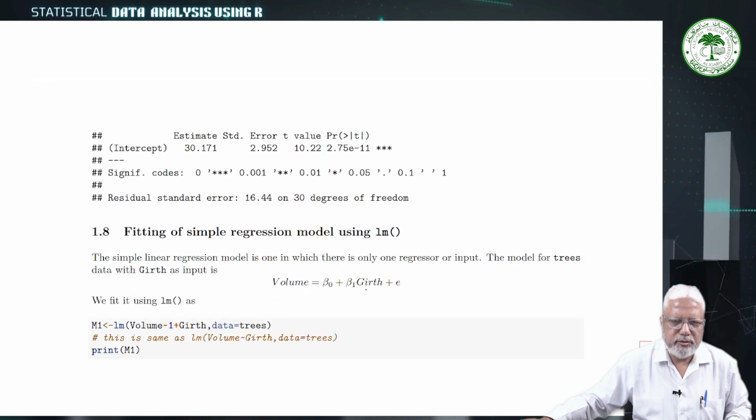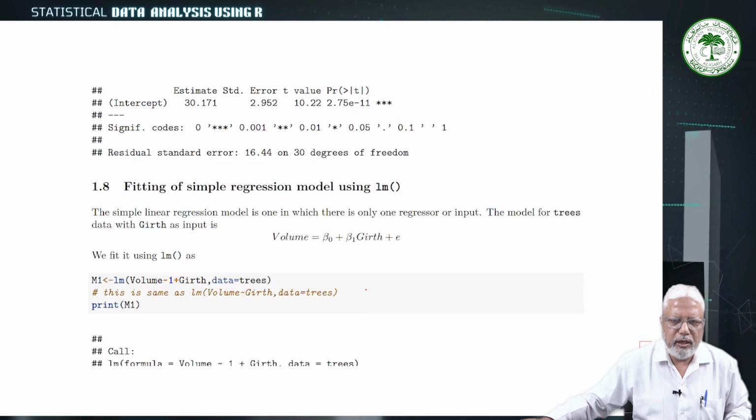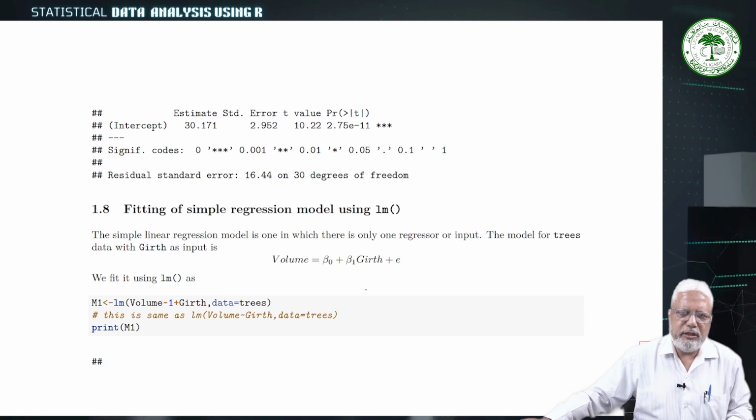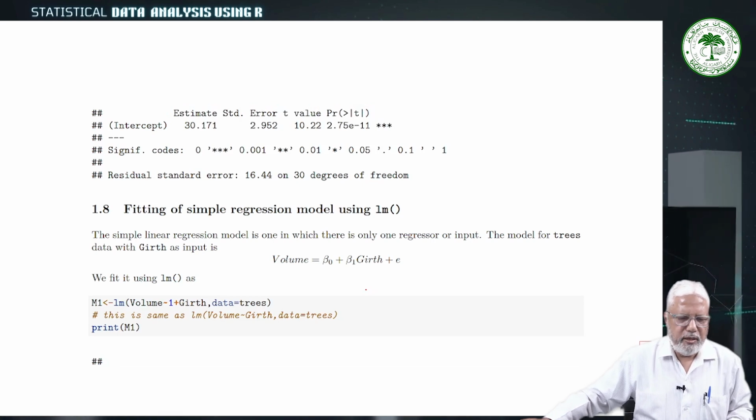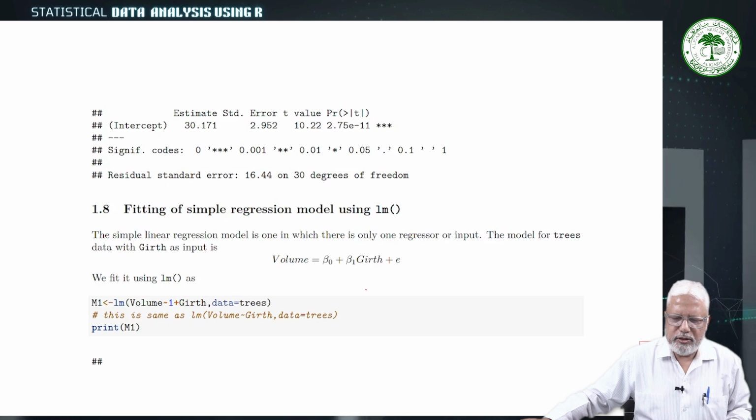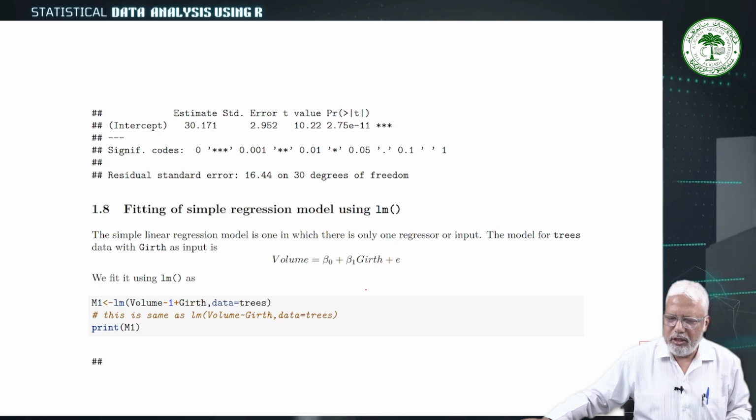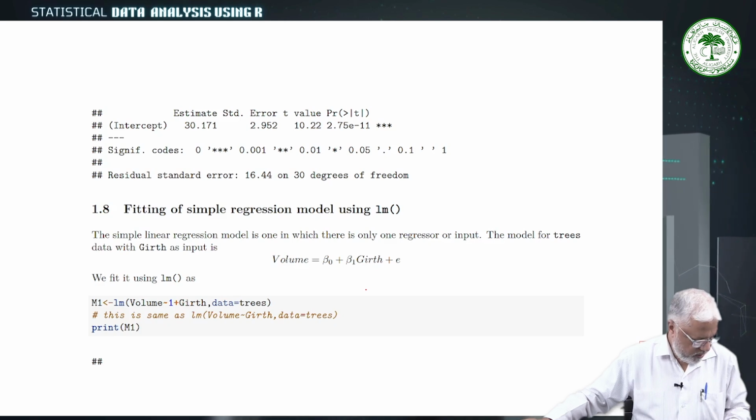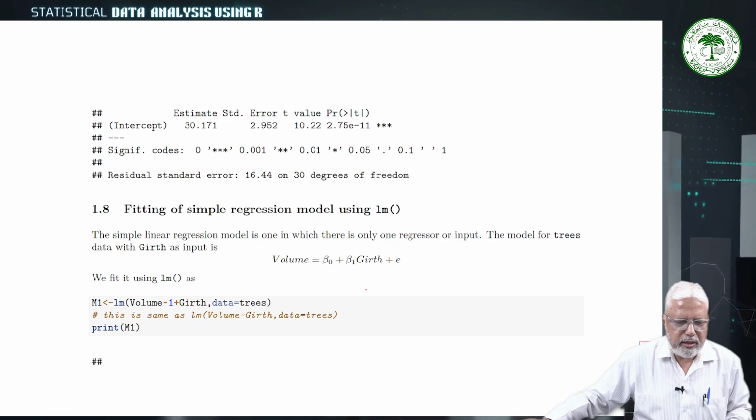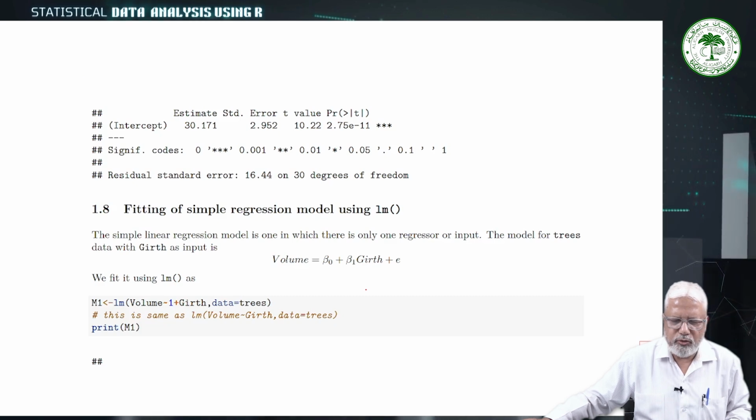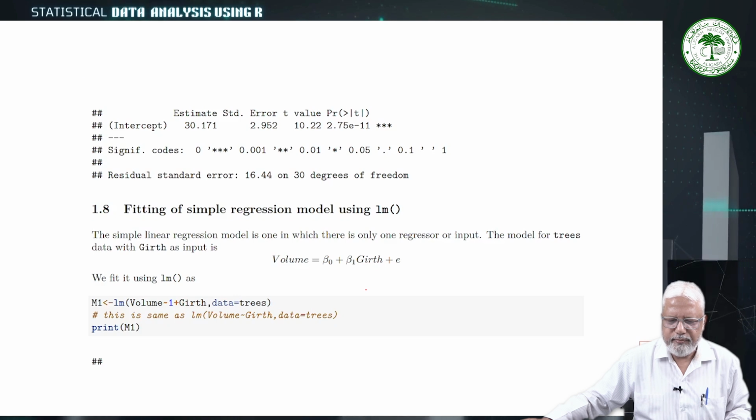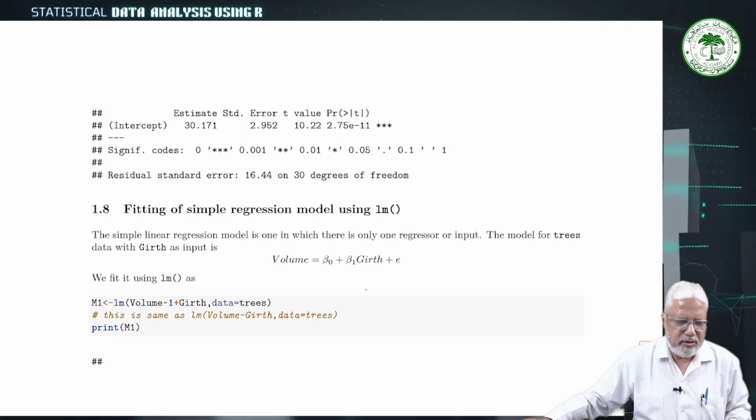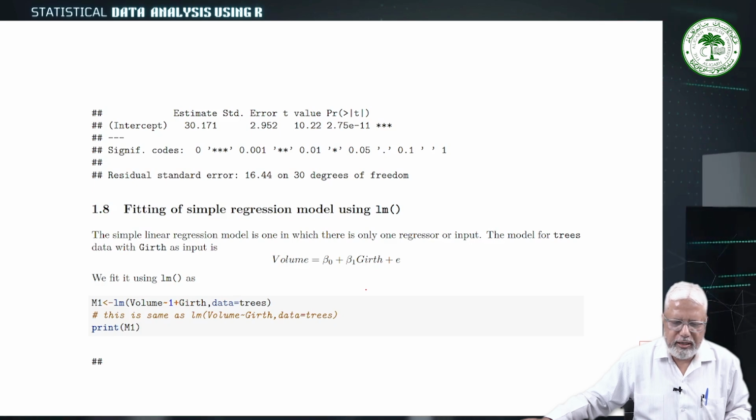So here I am going to extend these concepts for fitting simple linear regression model. The simple linear regression model is one in which there is only one predictor or input. The model for trees data with girth as input is volume is equal to beta naught plus beta 1 girth plus E. We fit this model using LM.